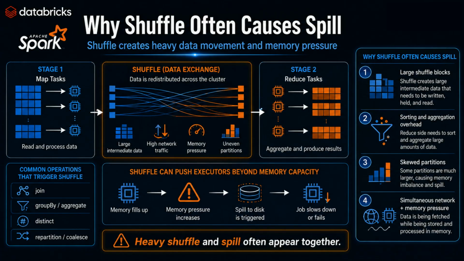Shuffle and spill often appear together. Shuffle moves data across the cluster so records with the same key can be processed together. During shuffle, Spark creates intermediate data, sends data between executors, sorts or aggregates records, and prepares data for the next stage. All of this requires memory. If the shuffle is large, if partitions are uneven, or if joins and aggregations create big intermediate results, executor memory can fill up quickly. When memory pressure becomes too high, Spark spills data to disk. This is why heavy shuffle stages are often the same stages where you see high memory spill, high disk spill, and long-running tasks. Heavy shuffle and spill are a dangerous combination.